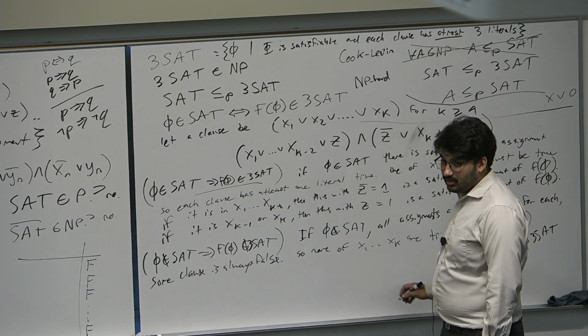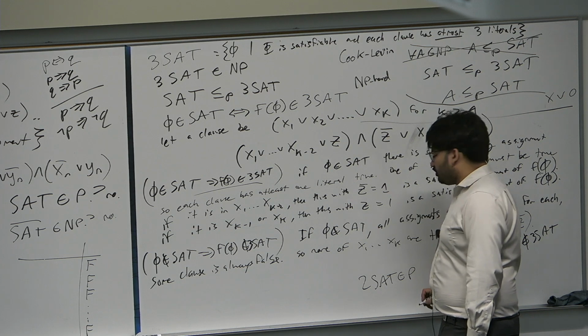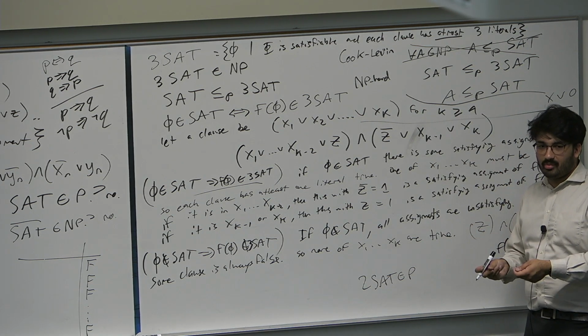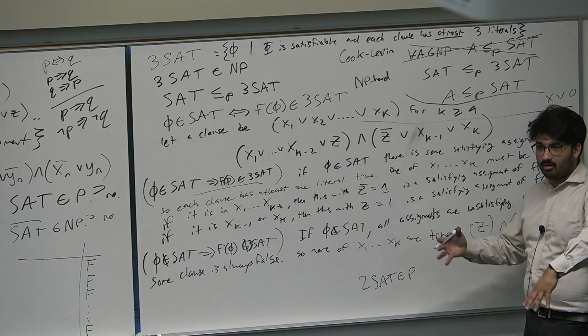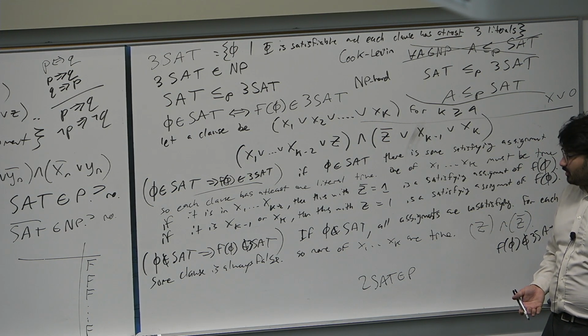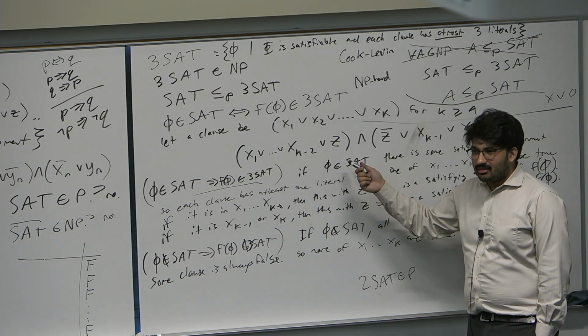Something polynomial. Yeah, so you knew that 2 SAT was in P. Every 2-clause can be turned into an implication, which is a directional arrow in a graph. And then you just do a bit of graph traversal, maybe slow, but it's still polynomial. 2 SAT is in P. But 3 SAT is NP-complete.